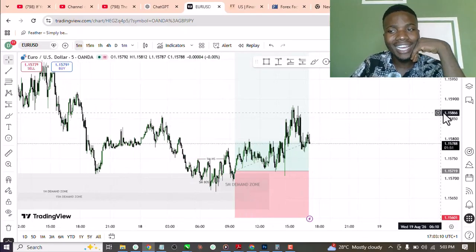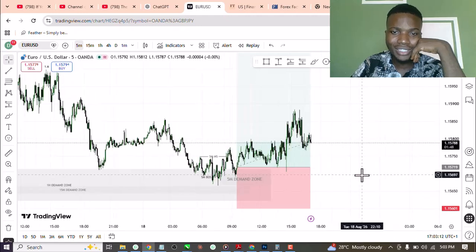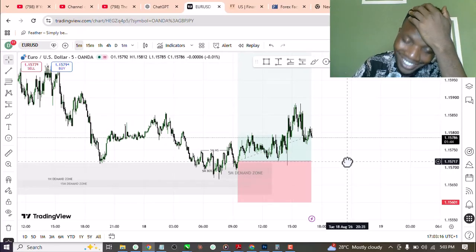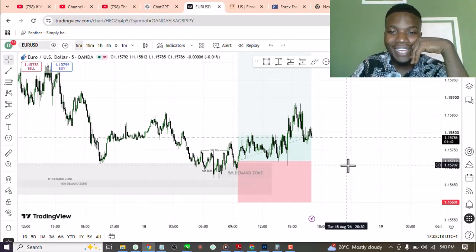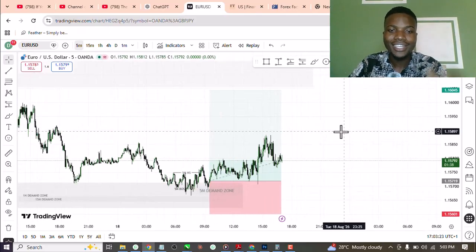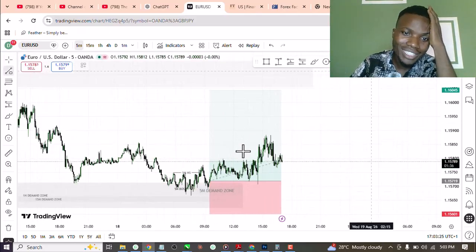And another thing that I actually observe on this Euro USD is that it is too slow. Like, Euro USD is too slow, man. Imagine, price has not really moved.